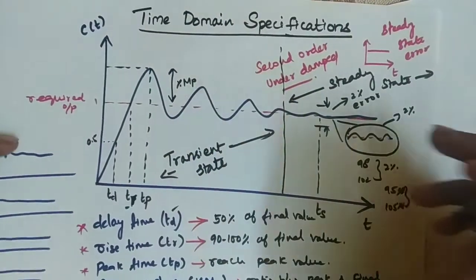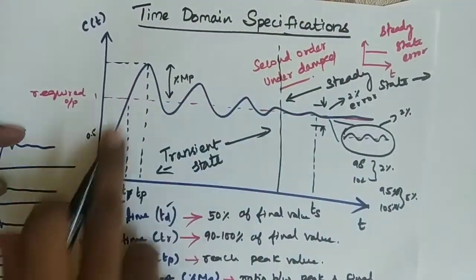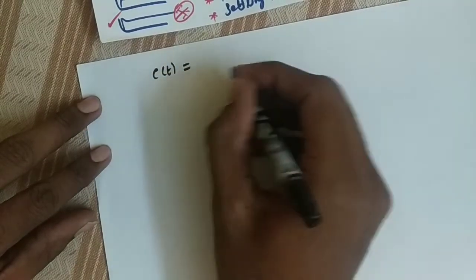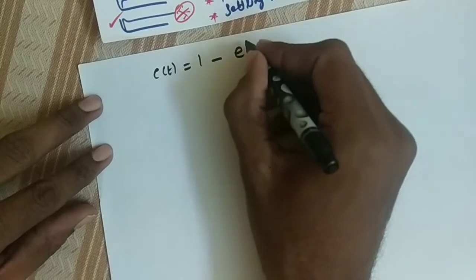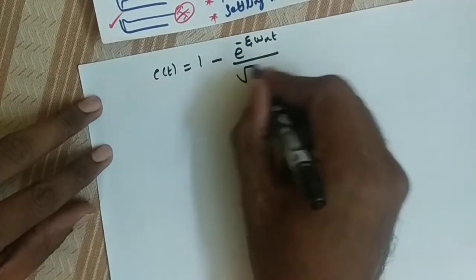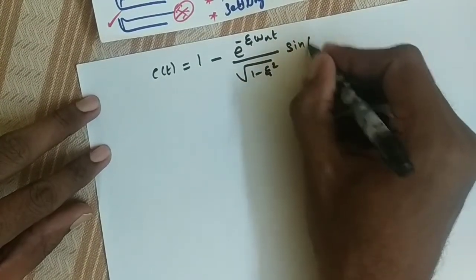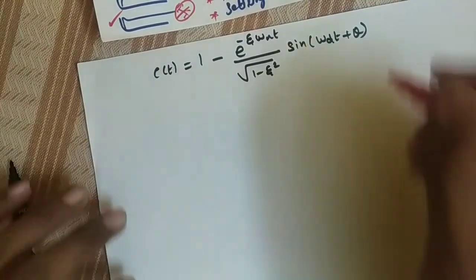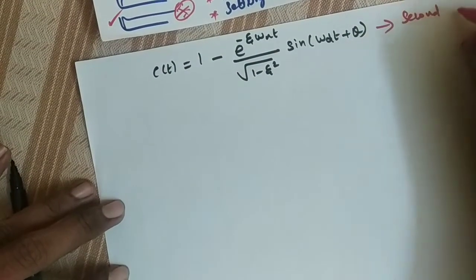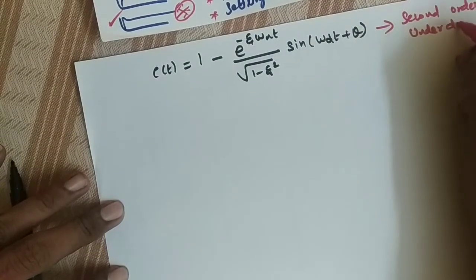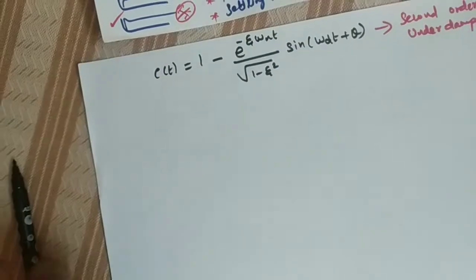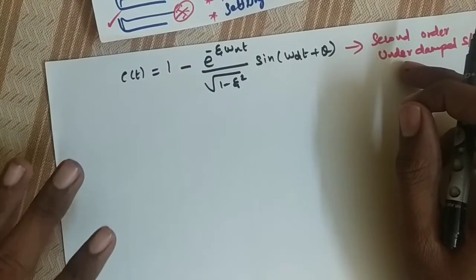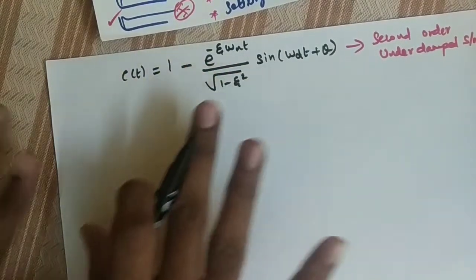So I told you, right, we considered only the second order system. We considered this graph, this response. So we are considering the second order equation, the response, such as 1 minus e power minus eta omega n t divided by root of 1 minus eta square sine of omega d t plus theta. This is what we got during the derivation of the step response of a second order underdamped system. We are considering all the systems to have a minimum order of 2, and also all the systems to be under the underdamped condition. So that is why we are starting the derivation from this equation itself.